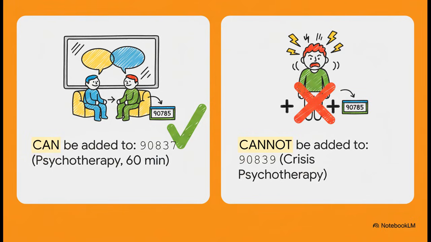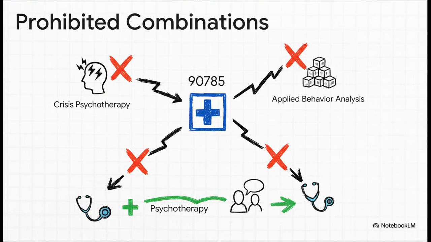And you might be asking, why not? Well, it's because the crisis codes already have that intensity baked right into them. The system assumes a crisis is complex, so you don't get to add more complexity on top of it. And the list of don'ts continues. As you can see, you can't report 90785 with things like applied behavior analysis or ABA services. There are a few other specific codes it doesn't play well with either.